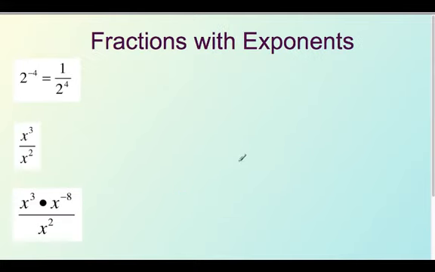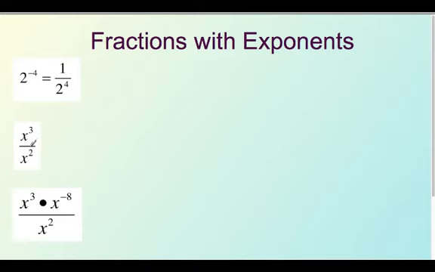Okay, let's go back to this one. So this is our general rule: you can take a negative exponent and move it. If it's in the numerator, you move it to the denominator and it turns positive. If you had a negative exponent in the denominator, you could move it to the numerator and have that be a positive. Okay. All right, so let's look at this one here.